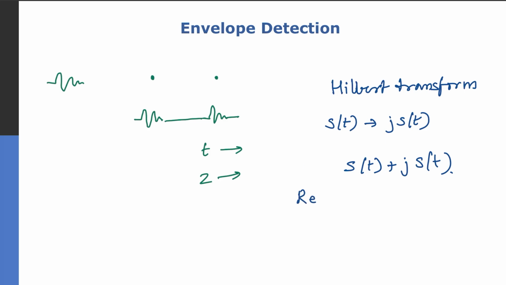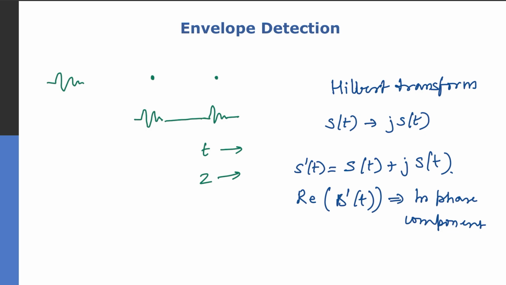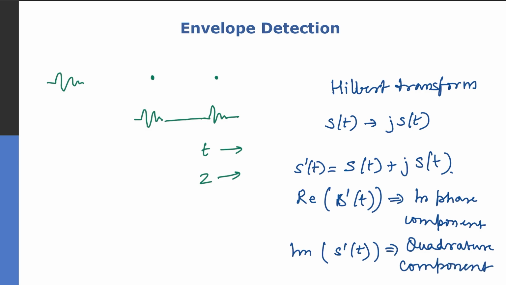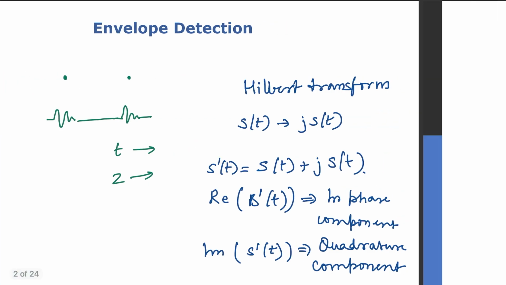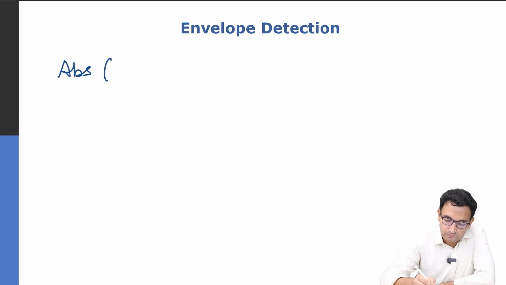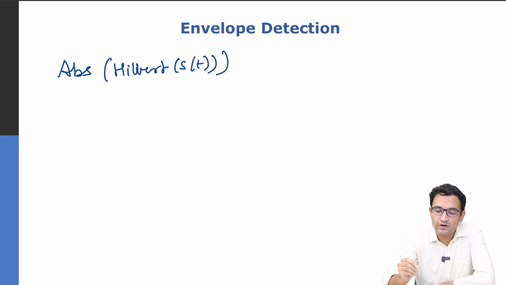Now, if we call the analytic signal s prime of t, right, the real part of s prime of t is called the in-phase component, and the imaginary part is called the quadrature component. Okay. Now, by using the absolute value of the Hilbert transform, you can actually do this function in MATLAB, and this will give you the envelope. It gets rid of the carrier frequency.